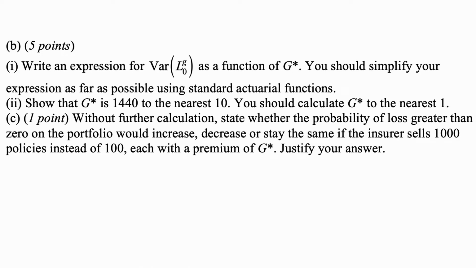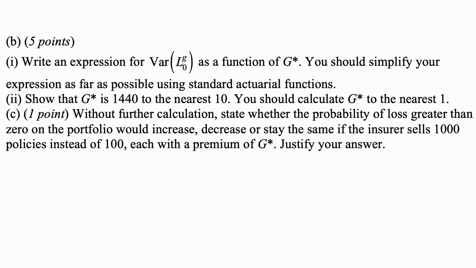Part B. 1. Write an expression for the variance of the loss at issue loss calculated using the premium accounting for benefits and expenses, including benefits and expenses as the payouts, as a function of G star. You should simplify your expression as far as possible using standard actuarial functions. Part 2, show that G star is 1,440 to the nearest 10. You should calculate G star to the nearest 1.